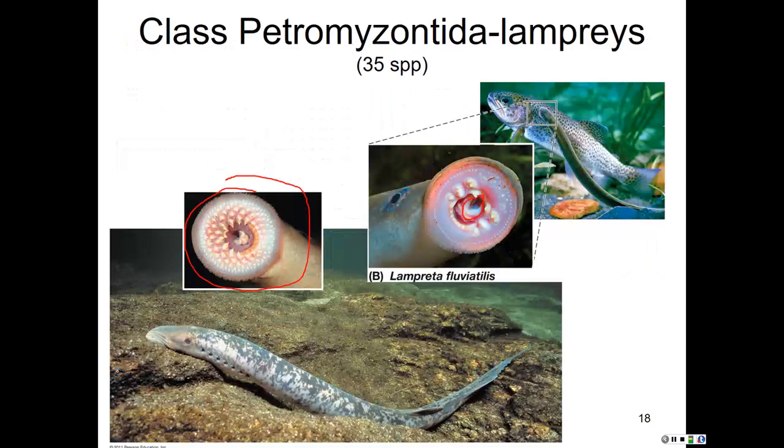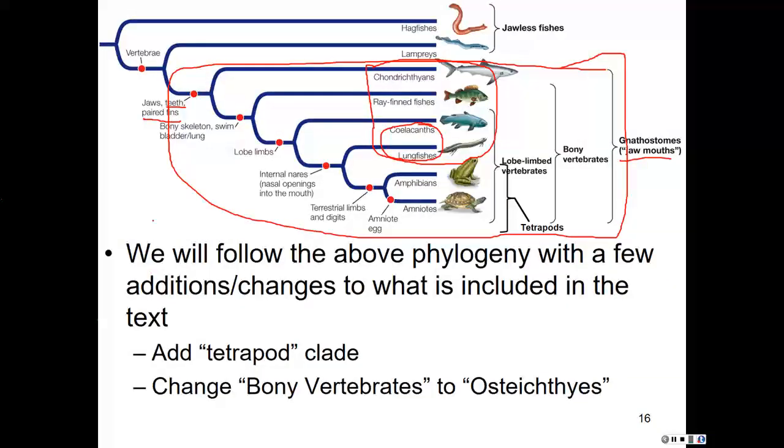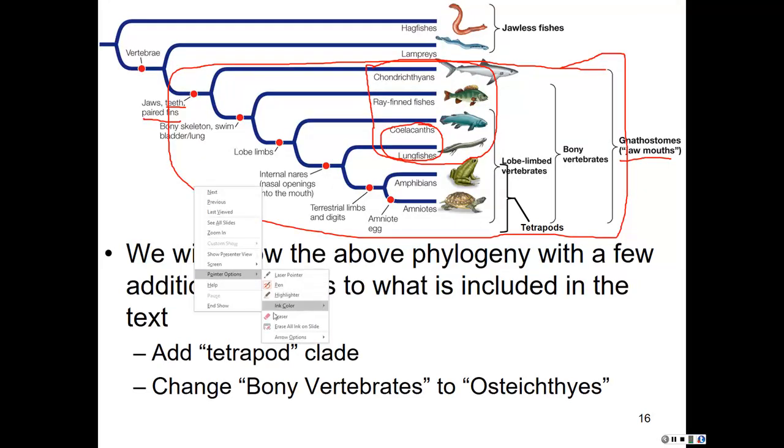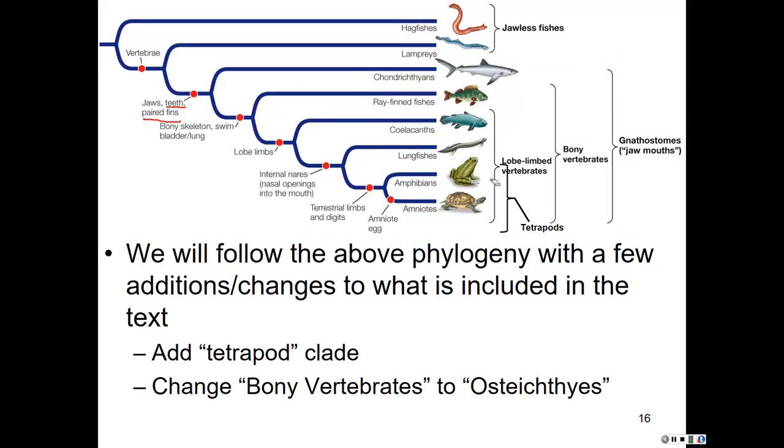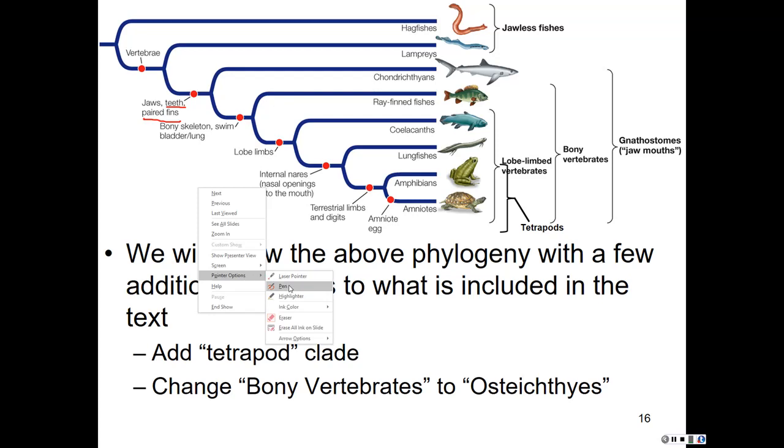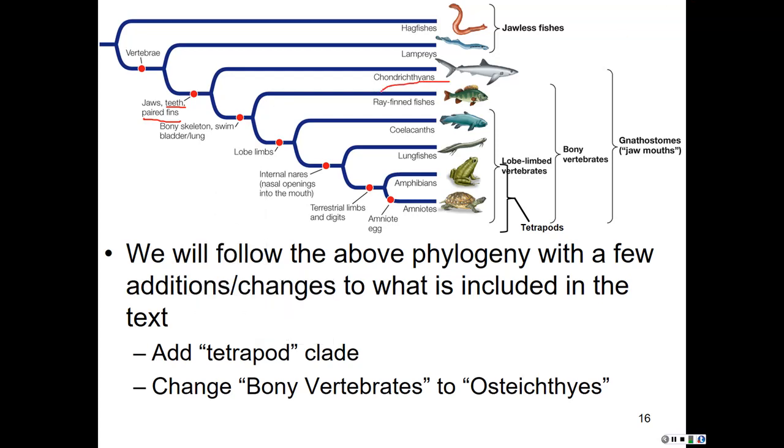So the next group we're gonna talk about are the ray-finned fishes. Well, actually, really, as a group, we're gonna be switching from things with skeletons made of cartilage to things with skeletons that have been ossified, that are bony. So we're entering this clade we call osteichthyes, which means that we have hard bone.